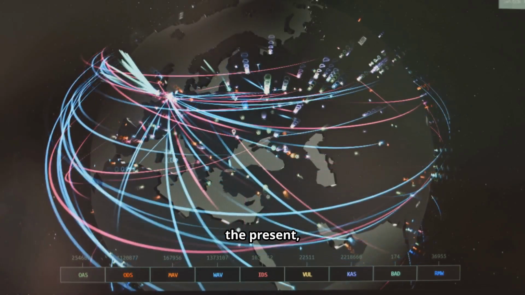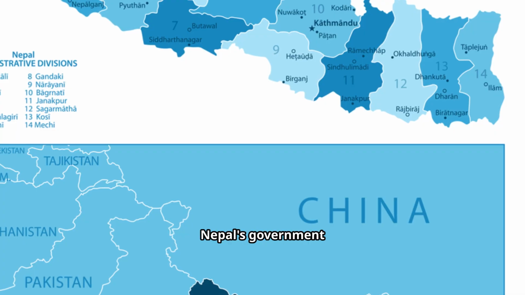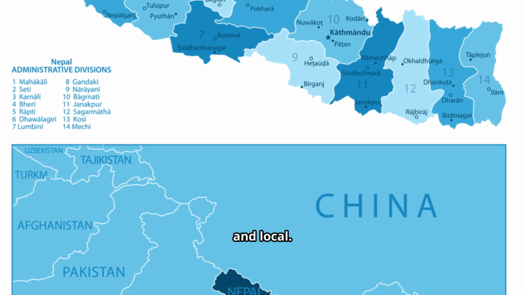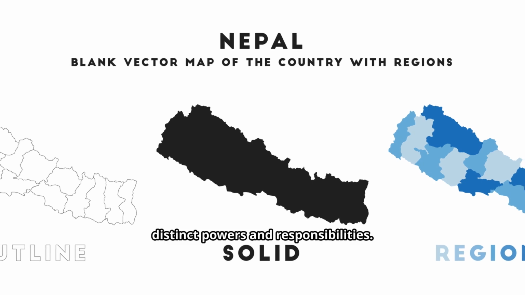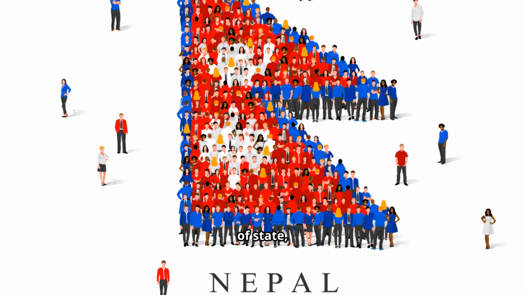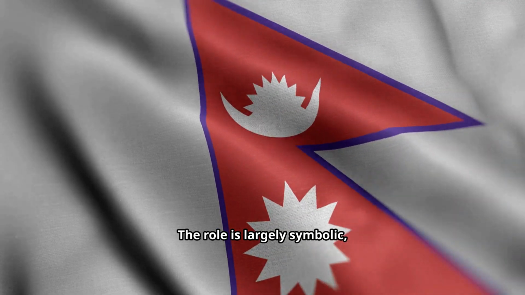But to understand the present, we need to look at how the current system is structured at each level. Nepal's government has 3 tiers: federal, provincial, and local. Each tier has distinct powers and responsibilities. The president is the ceremonial head of state, chosen by an electoral college. The role is largely symbolic, representing national unity.